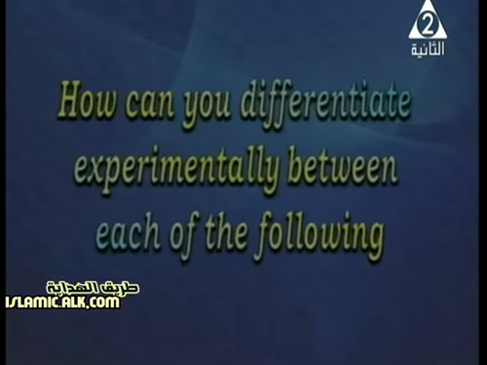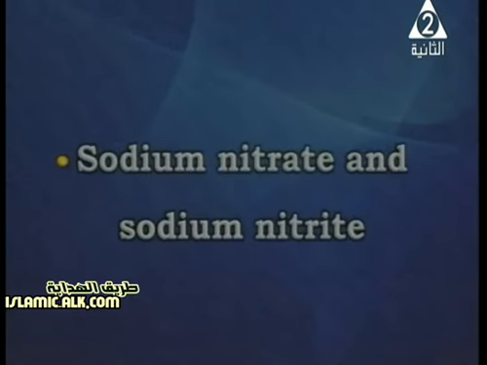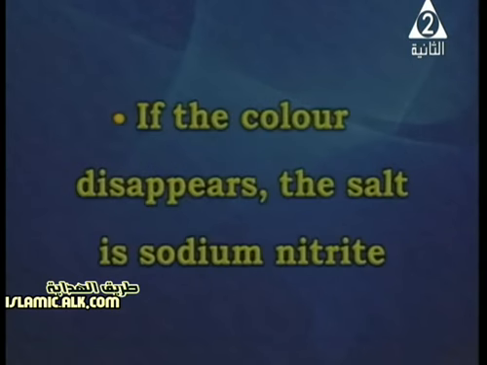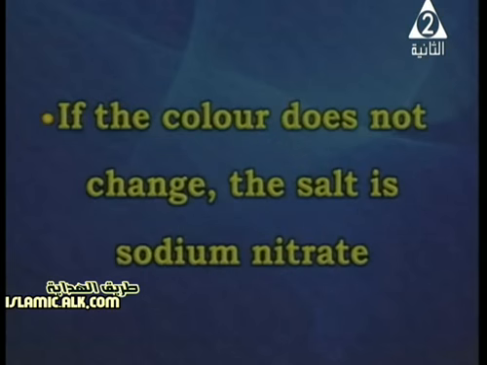Next type of question, my dear students. How can you differentiate experimentally between each of the following? Sodium nitrate and sodium nitrite. Here, this is done by adding acidified potassium permanganate solution to each one. If the color disappears, the salt is sodium nitrite. But if the color doesn't change, the salt is sodium nitrate.